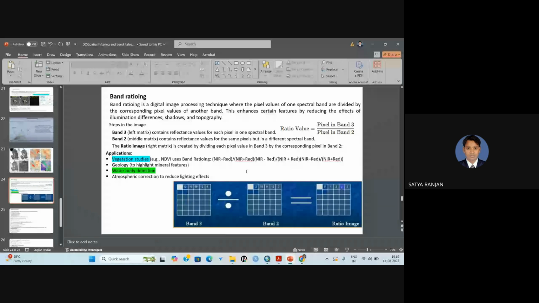Then band pass filter. A band pass filter in remote sensing is a spatial filter that passes features within a certain spatial frequency range while suppressing both low and high frequencies. This is also called the medium spatial frequency filter, because it combines the high pass filter and low pass filter. So it is not a low pass filter or a high pass filter. That's why it is called a band pass filter.